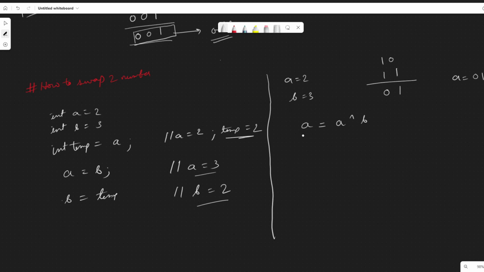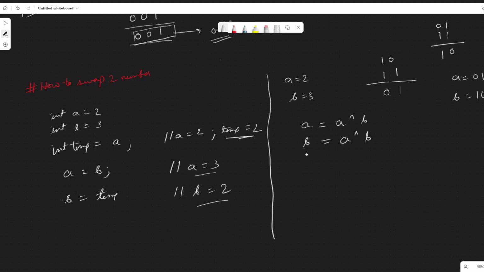Now we will again perform another same operation, a XOR b. So what is a here? Here a is 0 1 0 1, and what is b? 1 1. So we can check, that is 1 1, both the same, it is unset. Both the bits are different, that is set. So now b becomes 1 0, which is 2.